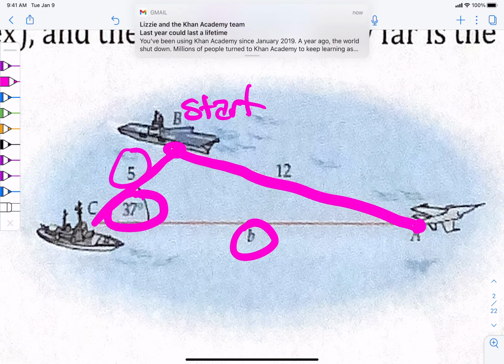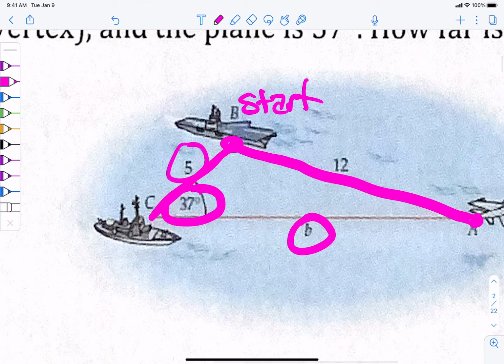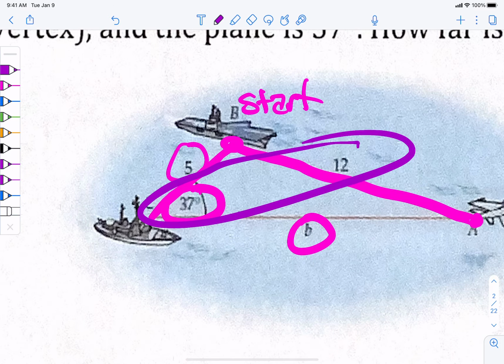So, we have to use the law of sines. We need some things that are opposite each other. What's the pair that I know? Like the grouping that I know? 37 and 12, those are across from each other. That's the grouping that I know.